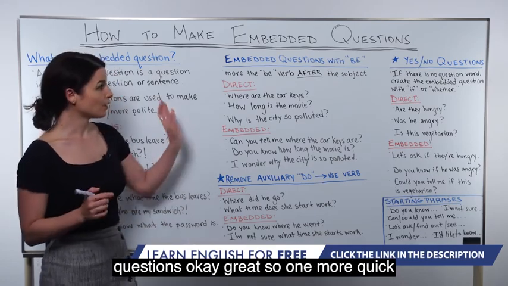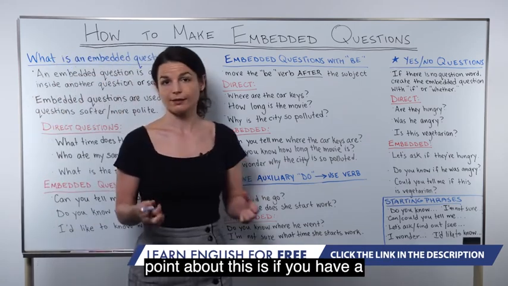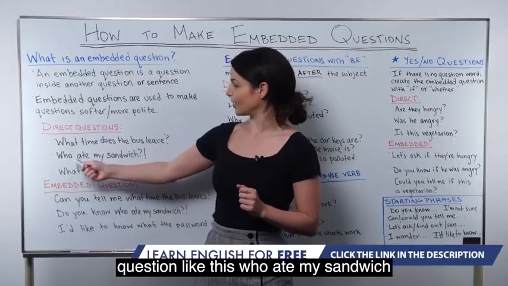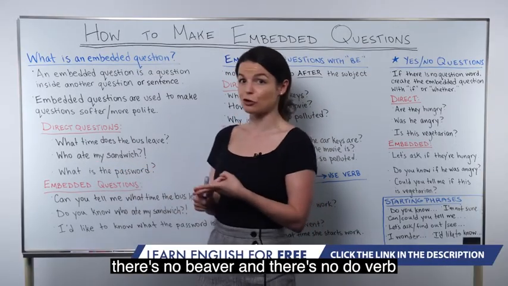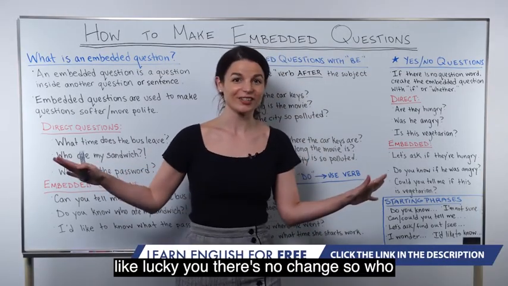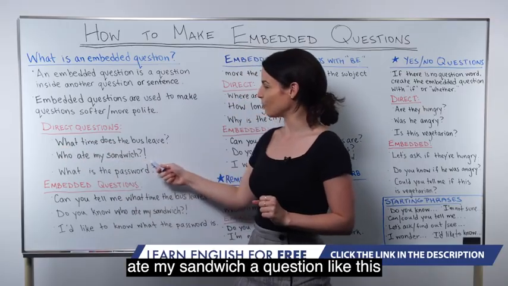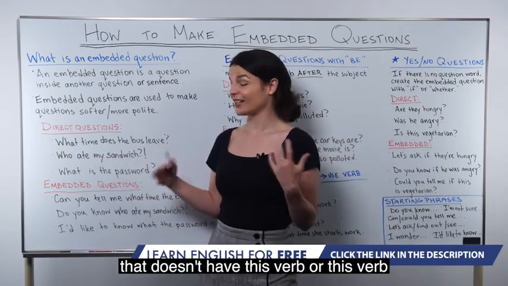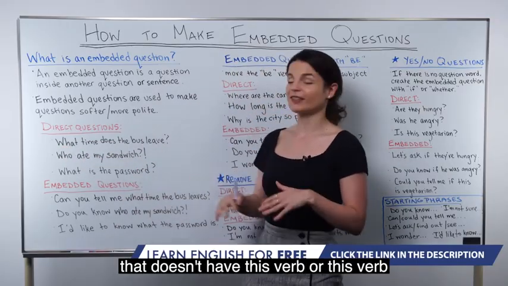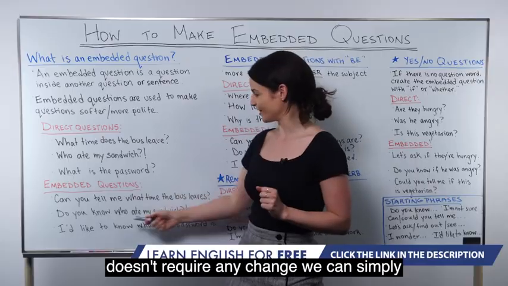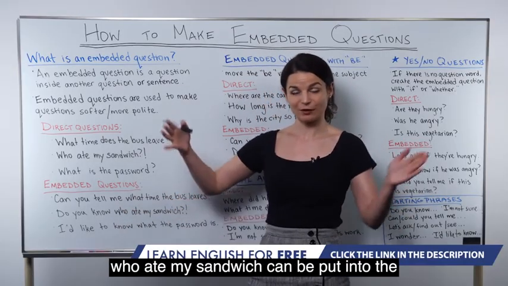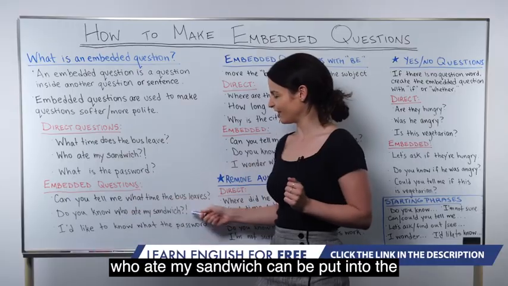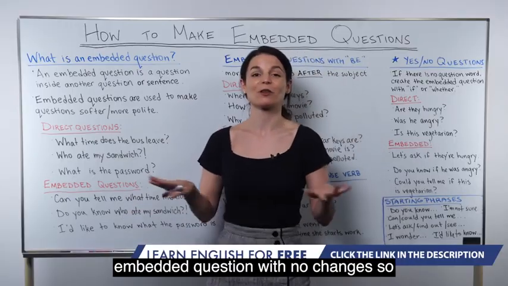Okay, great. So one more quick point about this is if you have a question like this, who ate my sandwich? There's no be verb and there's no do verb. Lucky you, there's no change. So who ate my sandwich? A question like this that doesn't have this verb or this verb doesn't require any change. We can simply use it in the embedded question as it is. Who ate my sandwich? can be put into the embedded question with no changes.